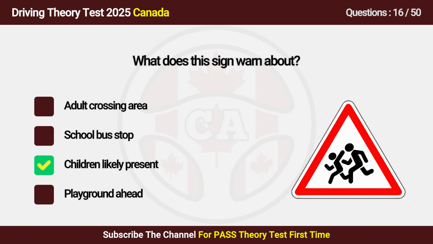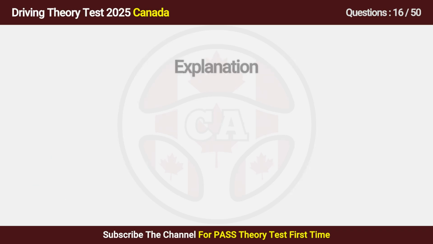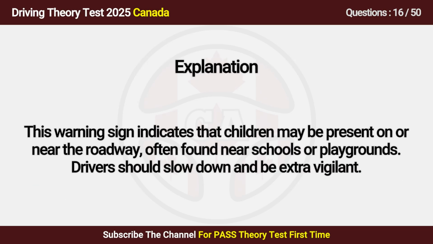Answer is C. Children likely present. This warning sign indicates that children may be present on or near the roadway, often found near schools or playgrounds. Drivers should slow down and be extra vigilant.